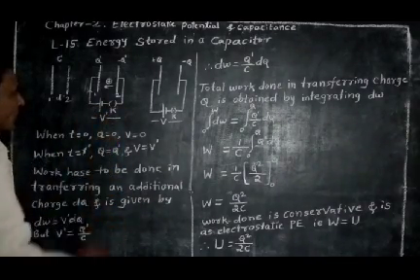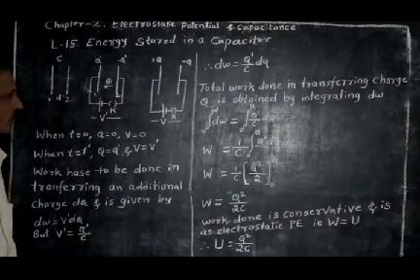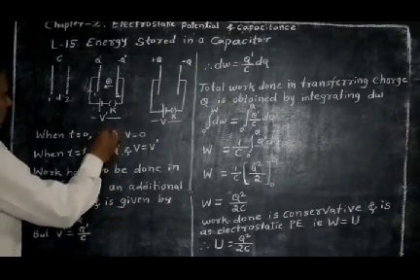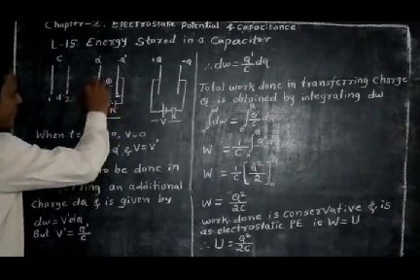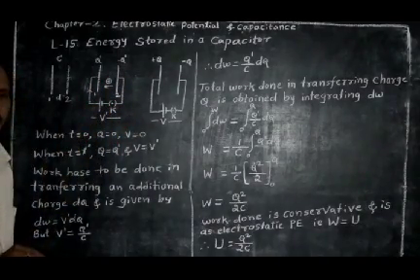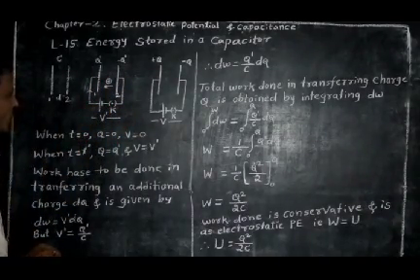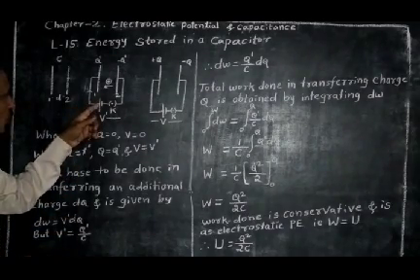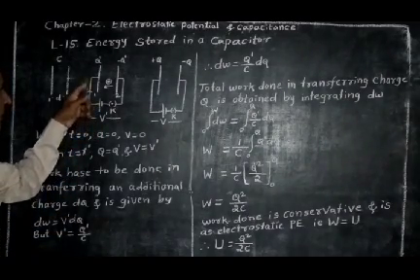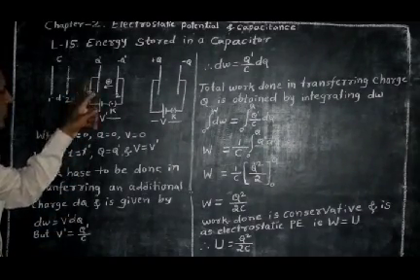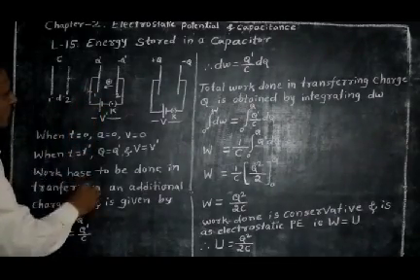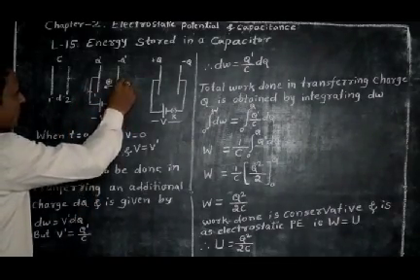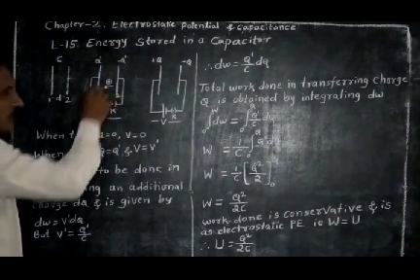provided with a plug key. When the key is closed, the circuit is closed. Therefore, the positive charges move from the positive terminal of the battery to the first conductor and negative charges to the second plate.